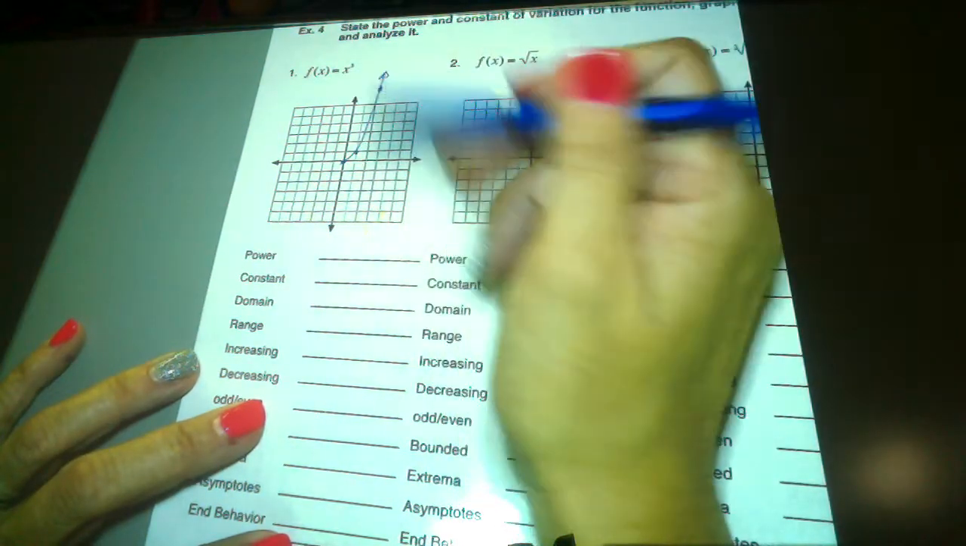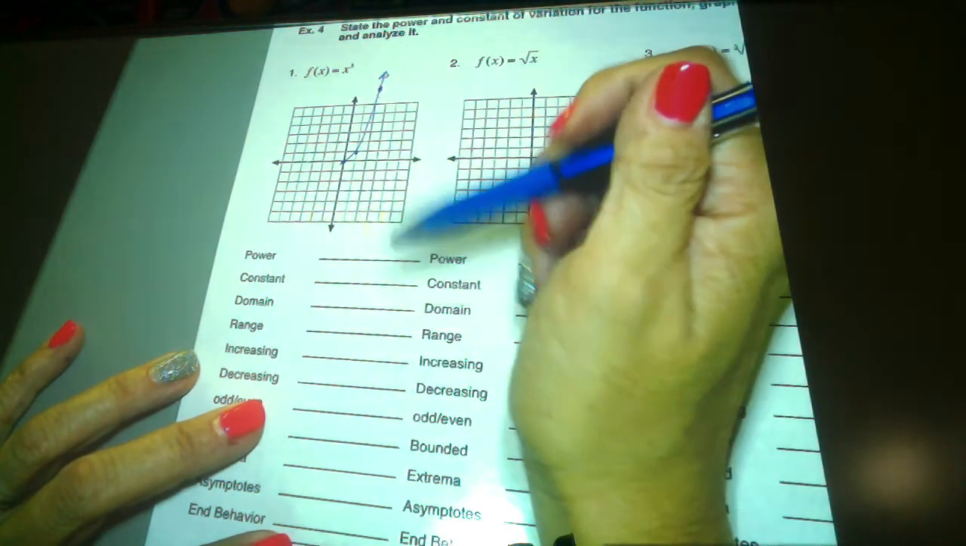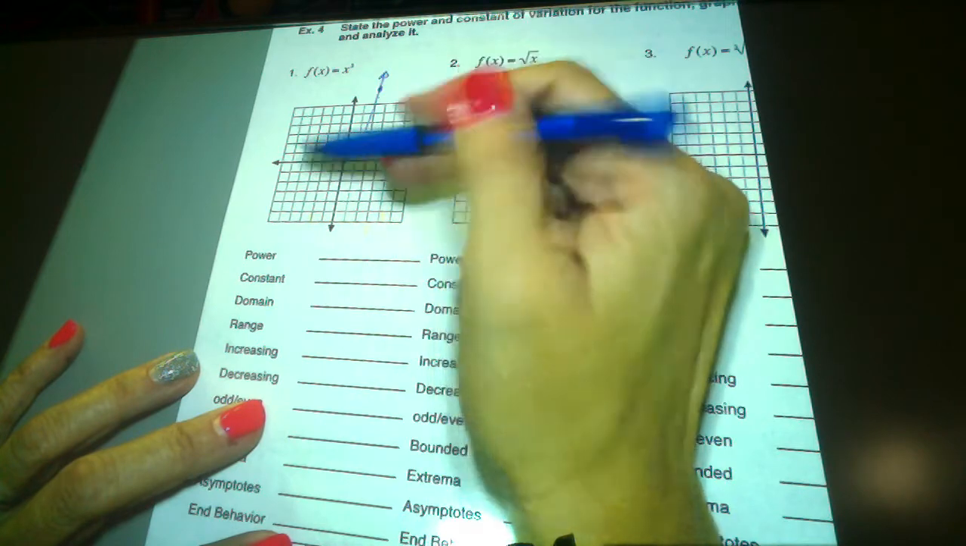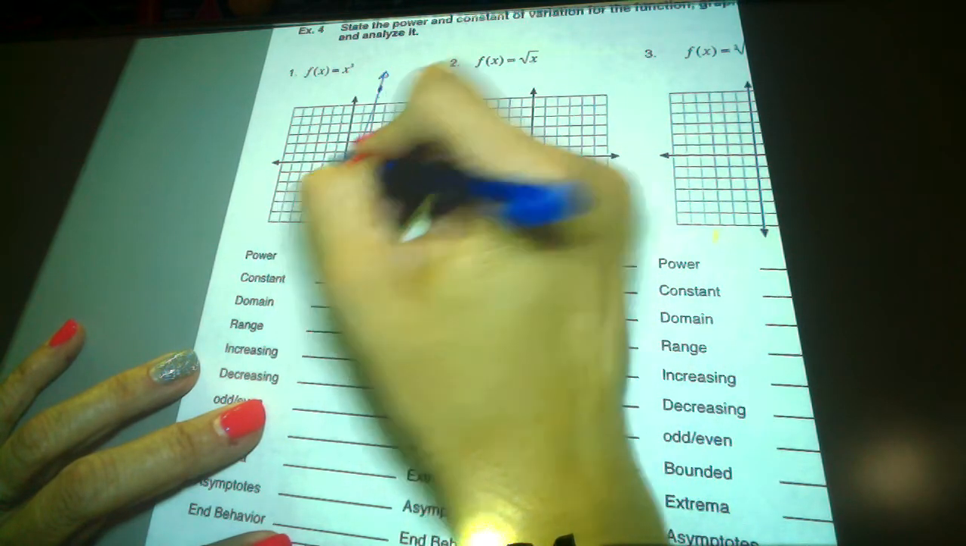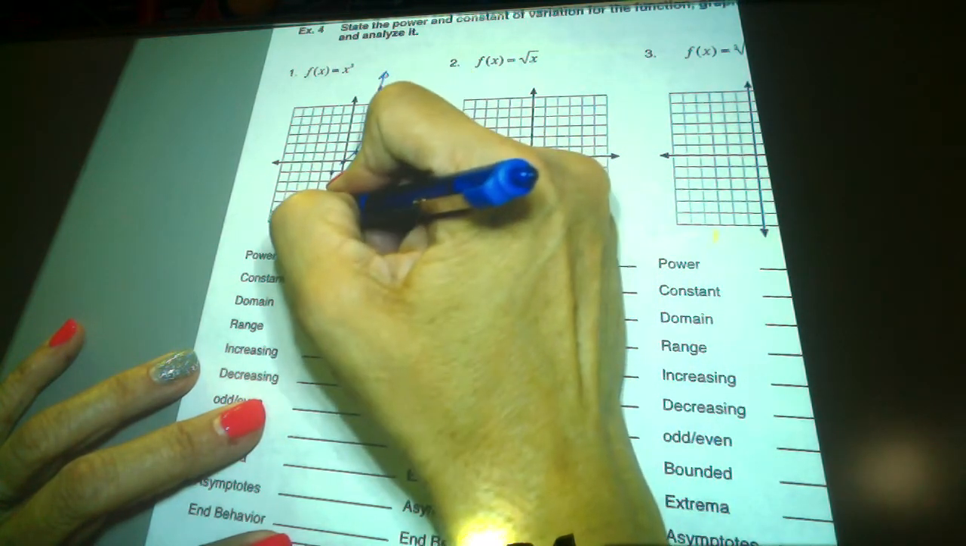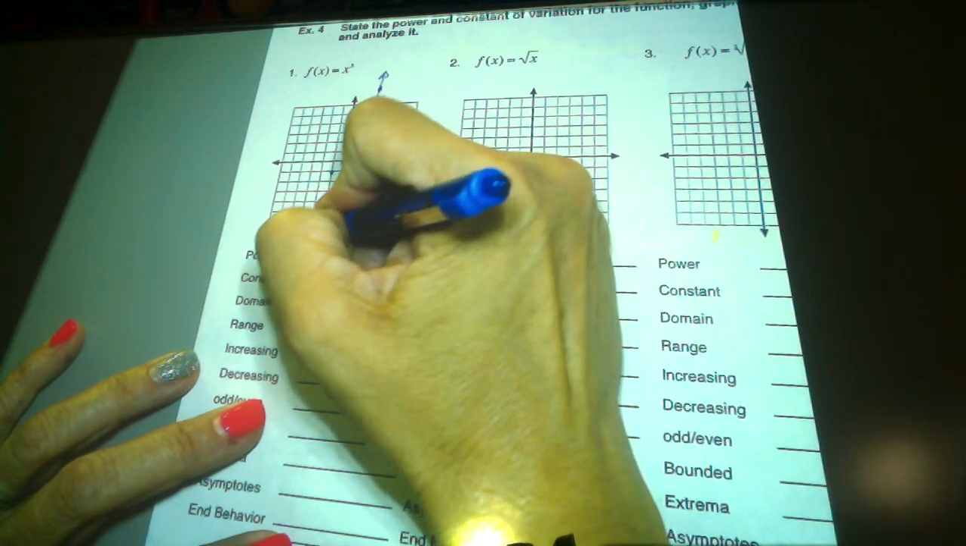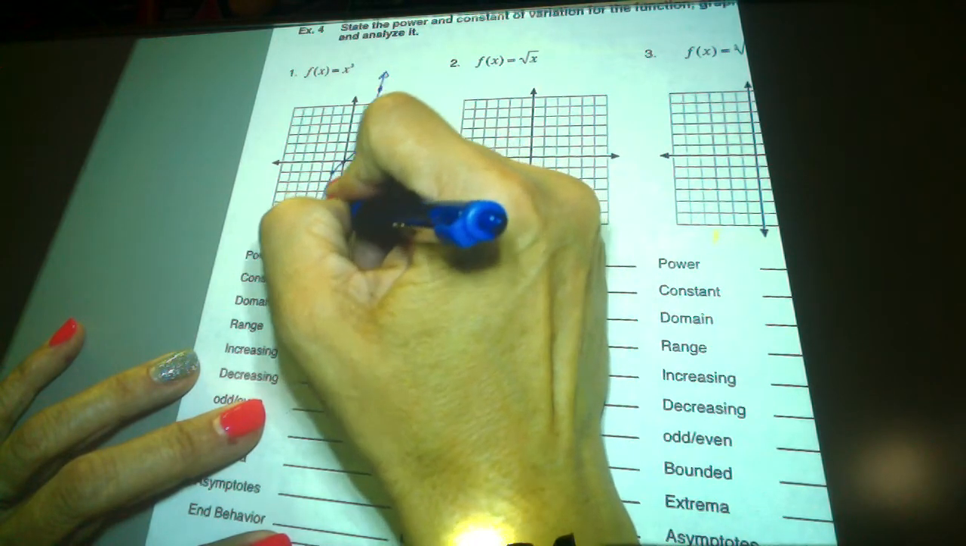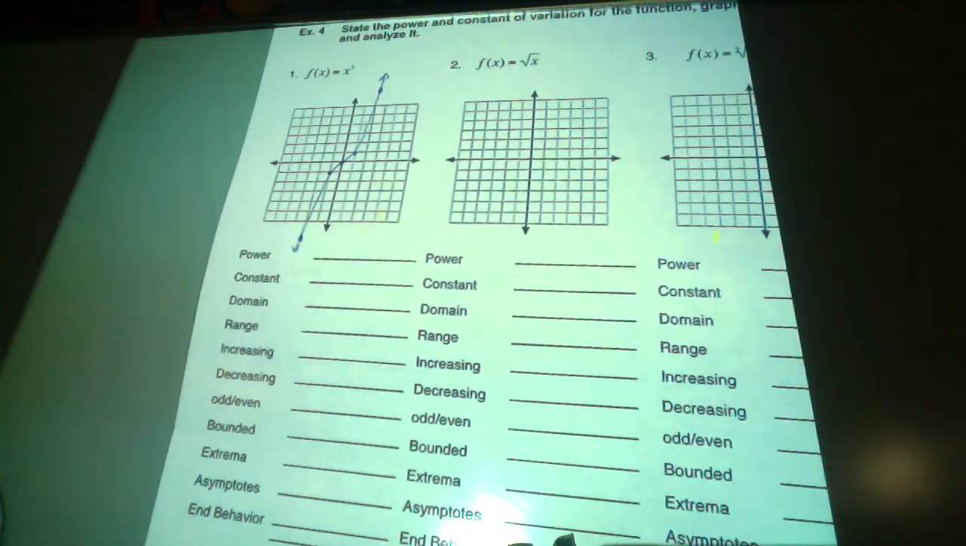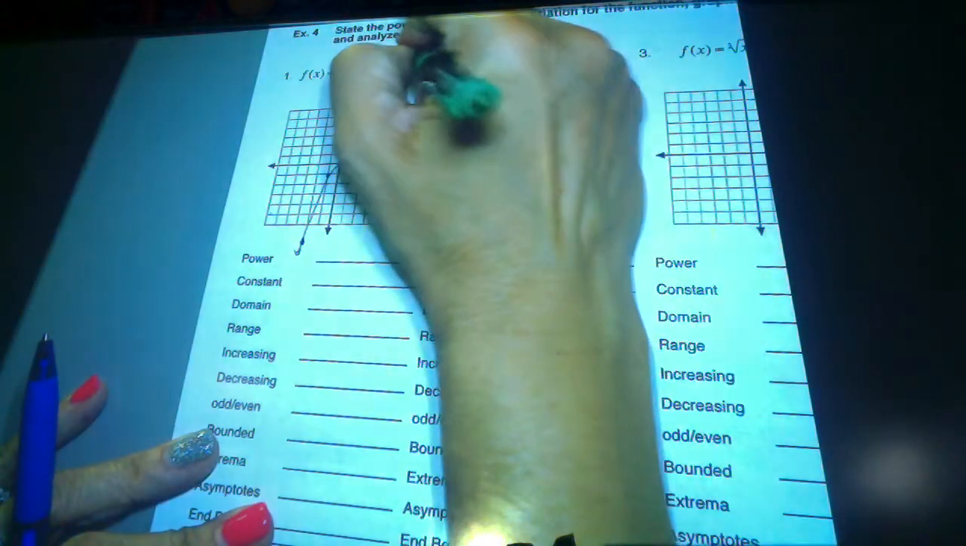Can I cube negative numbers? Yep. So what's negative 1 cubed? Negative 1. What's negative 2 cubed? Negative 8. And again, I'm going to stop there. So this is the graph of y equals x cubed.